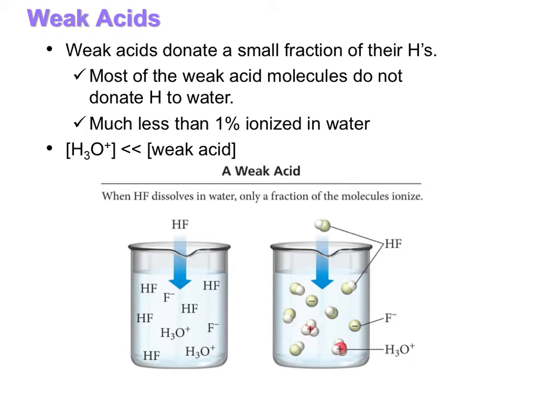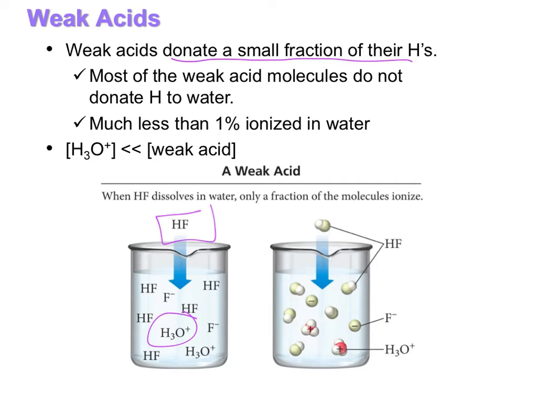Here we have weak acids. Weak acids only donate a small fraction of their H's. So let's say we dissolve HF, hydrofluoric acid, into water to make it an acid. Not all of it is going to ionize. Not all of the protons will ionize away from the fluoride ions to get H3O. Anytime you see H3O or H+, this is in reference to the concentration of acid.